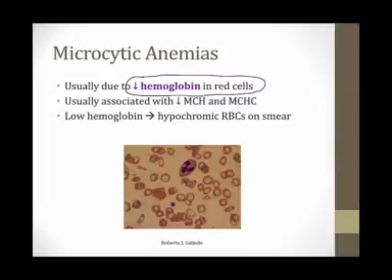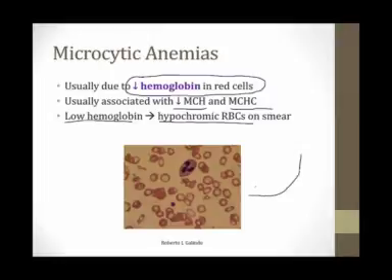Because there's a decreased hemoglobin content in the red cells in most of these anemias, the majority of microcytic anemias are also associated with a low mean corpuscular hemoglobin mass and a low mean corpuscular hemoglobin concentration. In addition, the low hemoglobin content leads to so-called hypochromic red blood cells on peripheral smear.